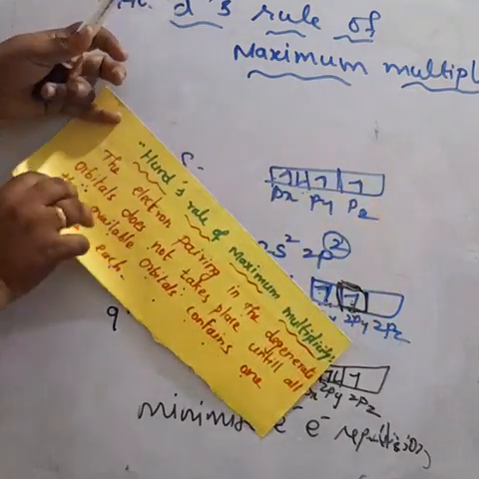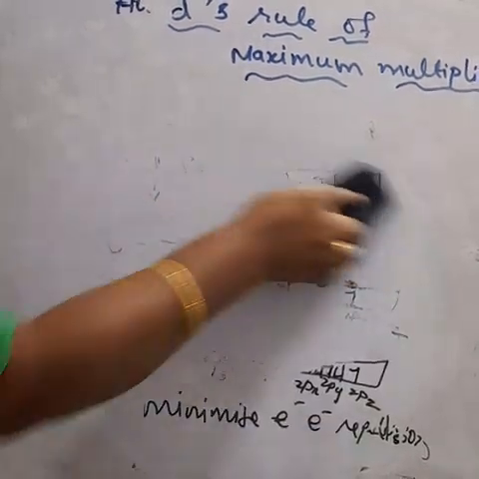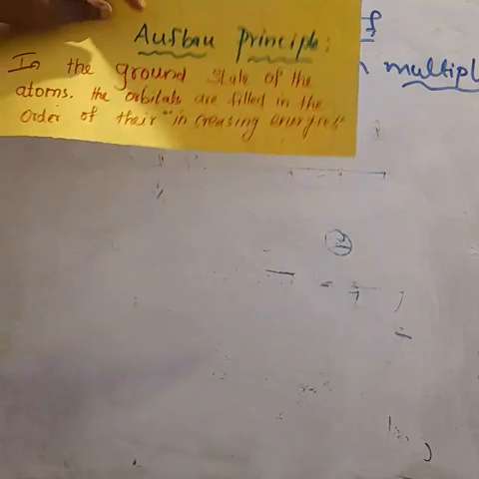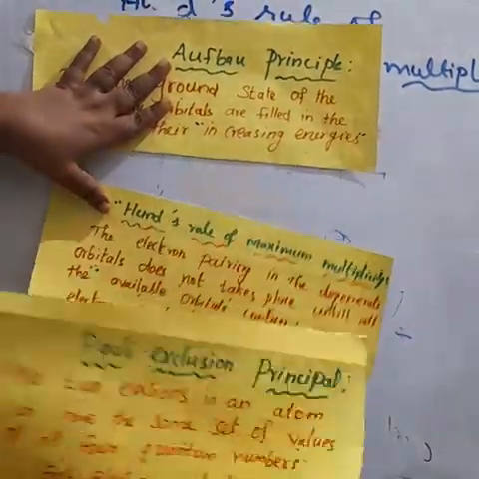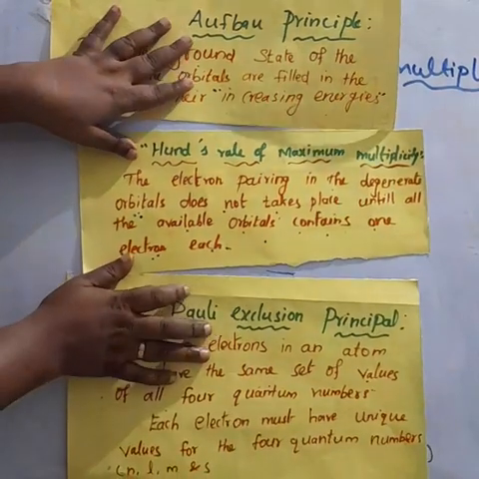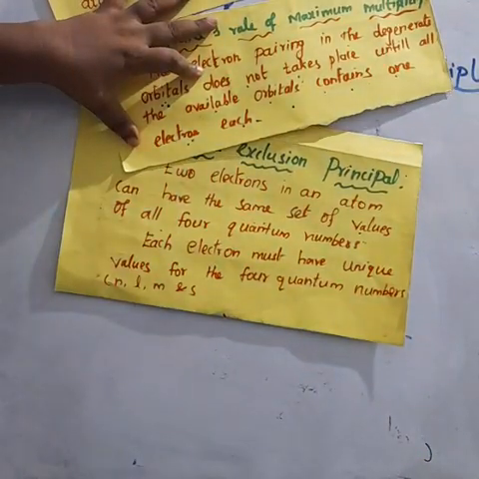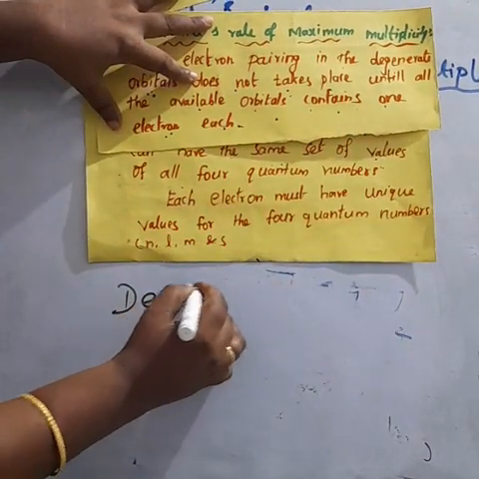Okay, today's assignment. These three principles are very important: Aufbau principle, Pauli exclusion principle, and Hund's rule. Okay, write the assignment now. Describe the Aufbau principle and draw the diagram.